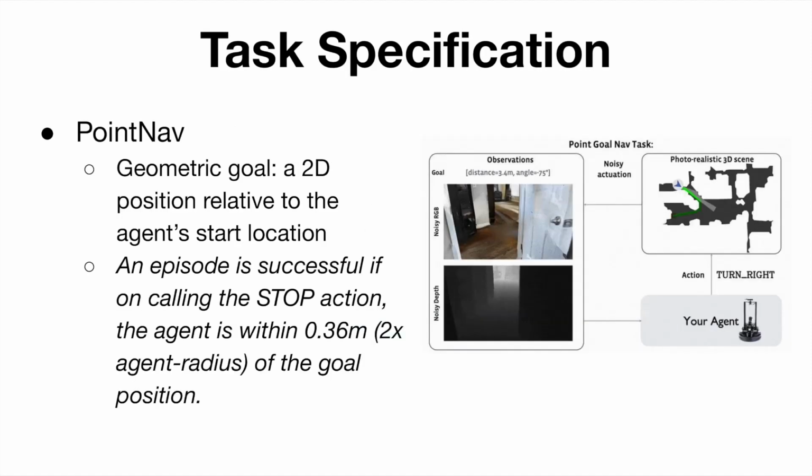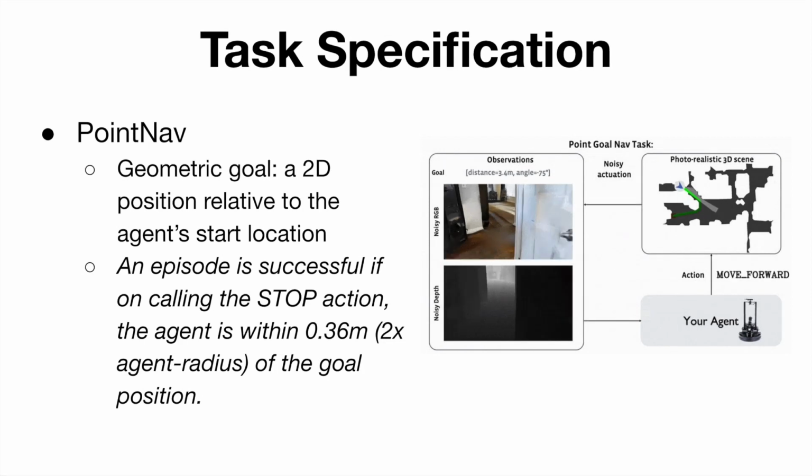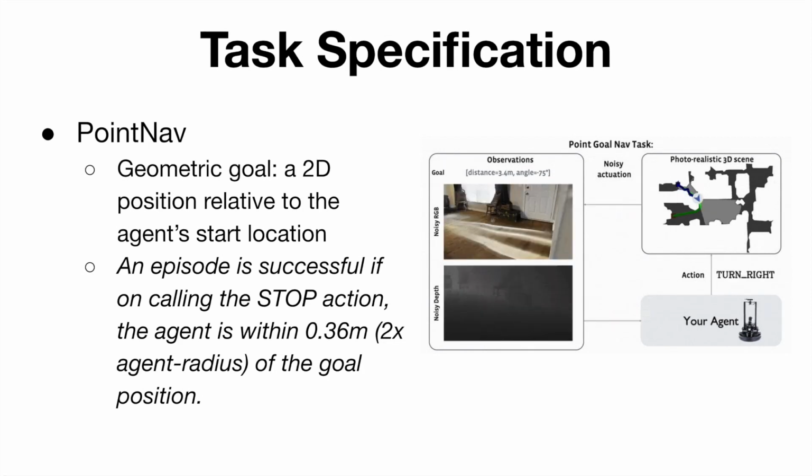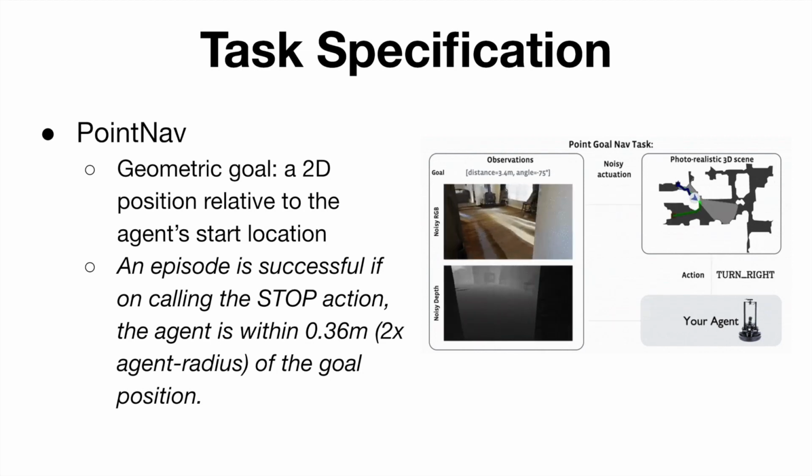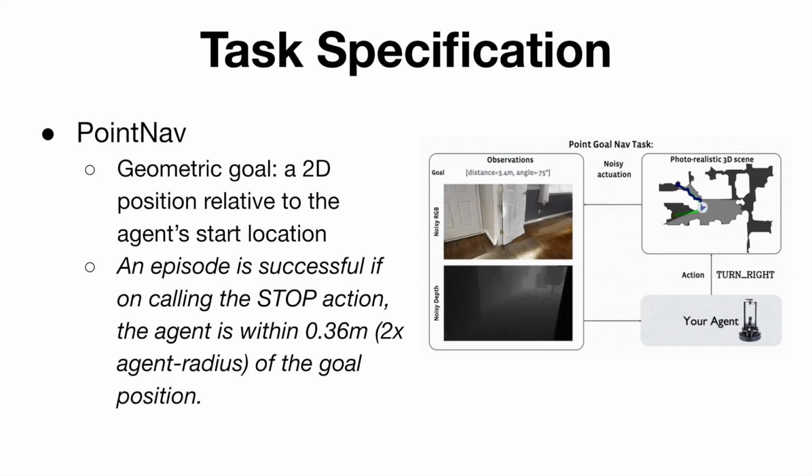Next, we will describe 2 navigation tasks supported by Habitat, namely point goal navigation and object goal navigation. For point goal navigation, the goal is a 2D position relative to the agent start location. An episode is successful if on calling the stop action, the agent is within 0.36 meter of the goal position.